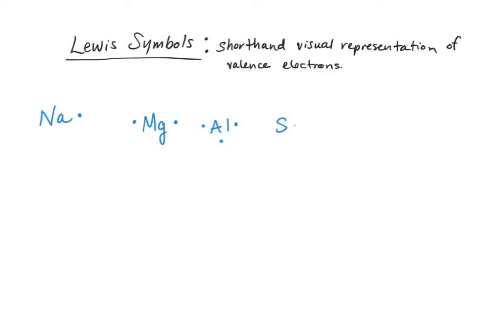Silicon has four valence electrons. I'm going to use four dots to depict them, one on each side of the silicon symbol. It's only after we've placed four dots around a Lewis symbol that we can begin to pair dots up as we need more and more to represent further valence electrons.